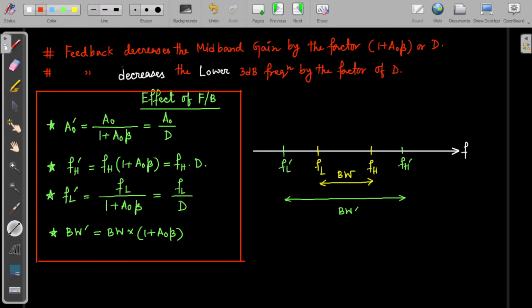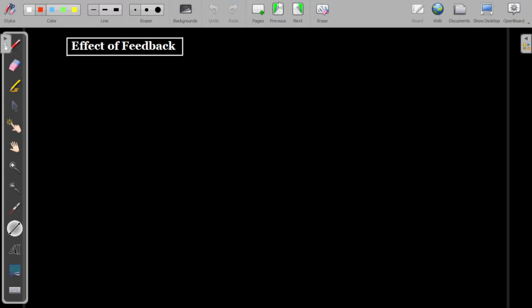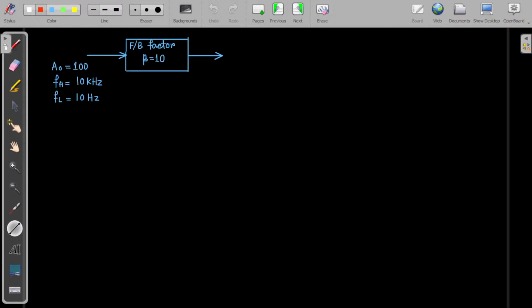So using this concept, let us do a numerical which came in the GATE examination. Here it is written: feedback factor beta is 10, A0 value is 100, FH is 10 kilohertz, FL is 10 hertz. So let us find the new FH, FL and the bandwidth of the system.